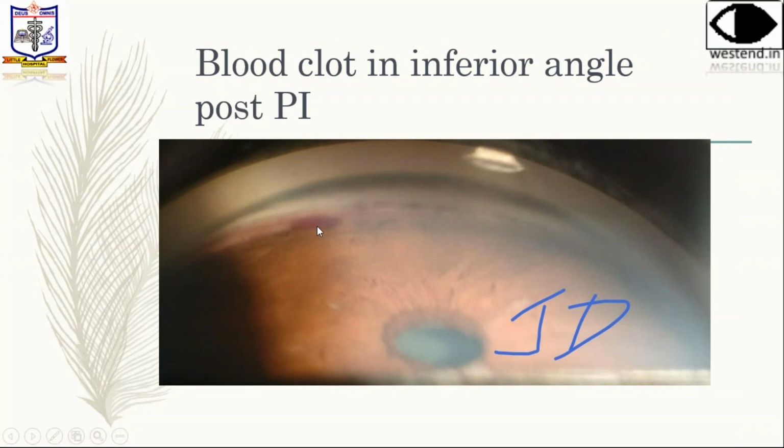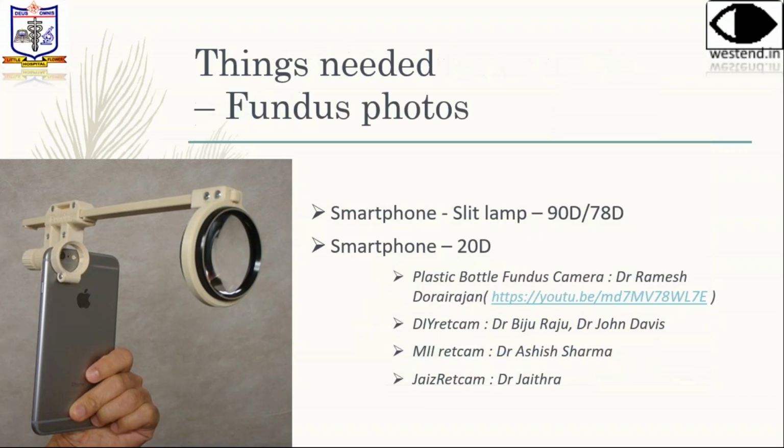And this is a blood clot. This looks like neovascularization here, but it is not. It is after a peripheral iridotomy, there was some bleeding which went into the inferior angle. And you can take fundus photographs using a smartphone, slit lamp, and 90D as we have seen earlier, 90D or 78D lens. You can also do it with a smartphone and a 20 diopter lens as we have seen.